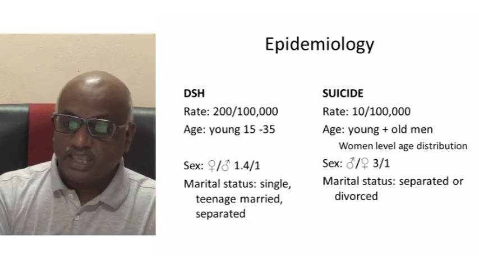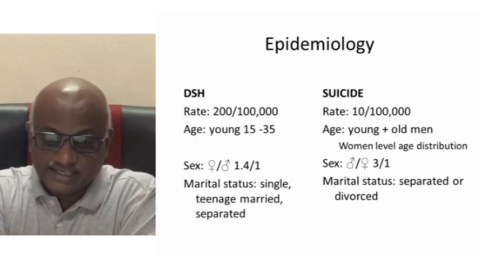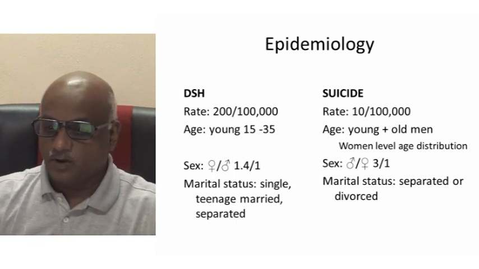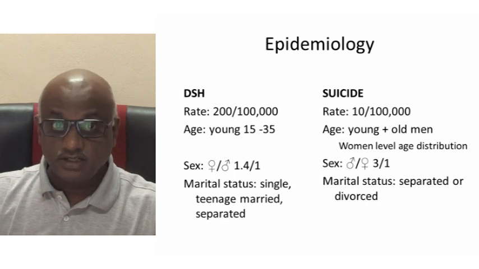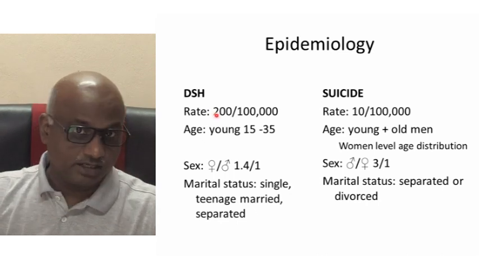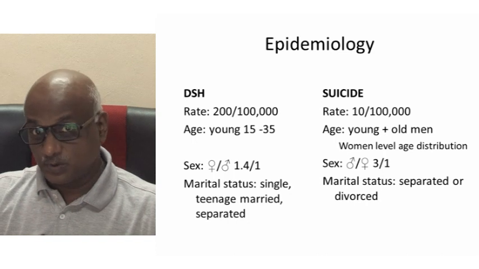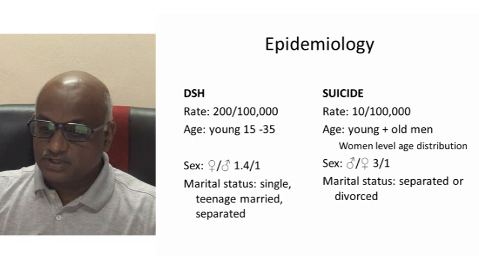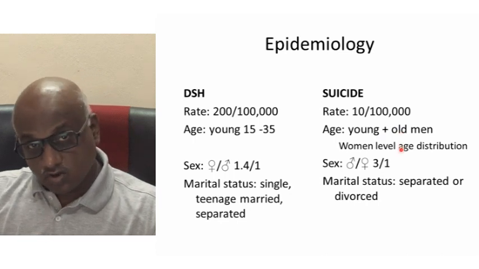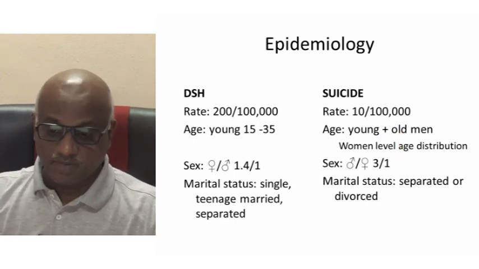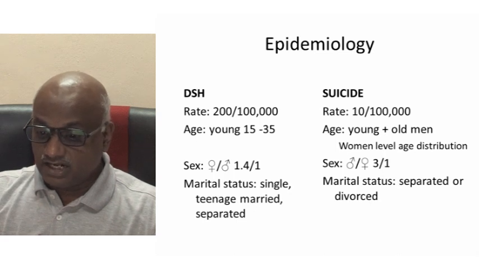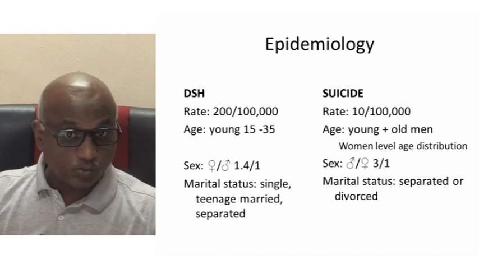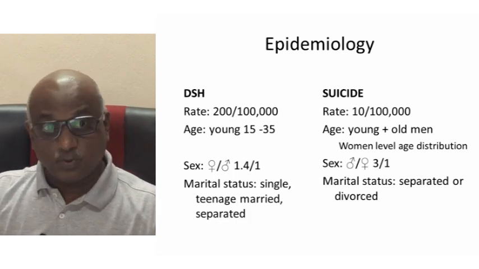Then if you go to epidemiology, as I said, the suicide rate is about 10 per 100,000 across the world, but we know deliberate self-harm is about 200 per 100,000. So there is a big difference between suicide and deliberate self-harm. Again, if you look at the age groups, men commit suicide much more than women. Worldwide, the ratio is 3:1, but in Sri Lanka, it's much less, about 1.5:1.